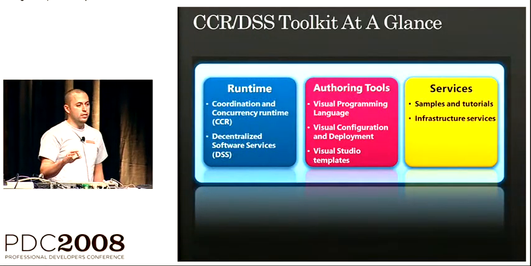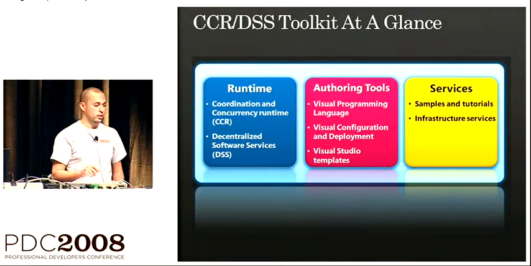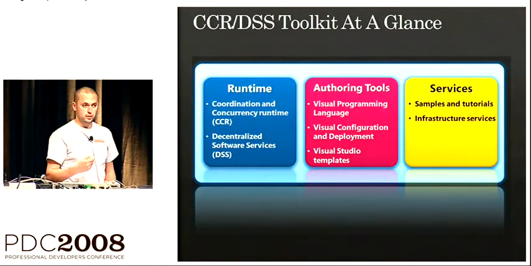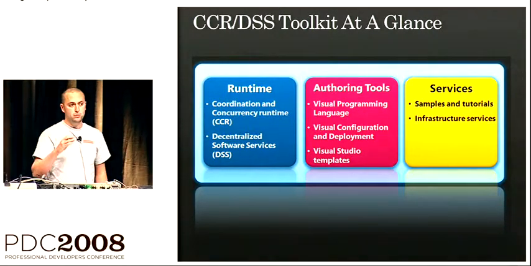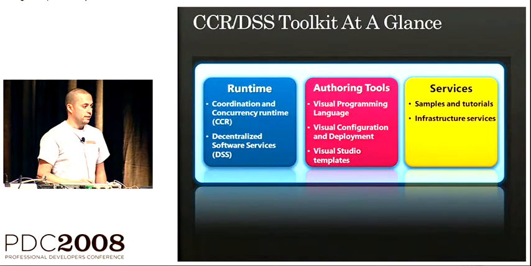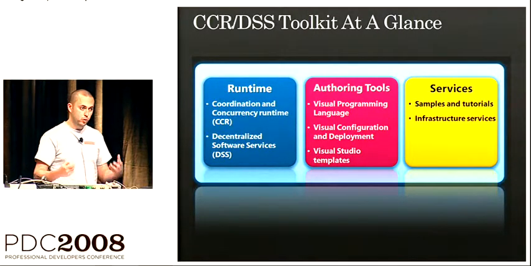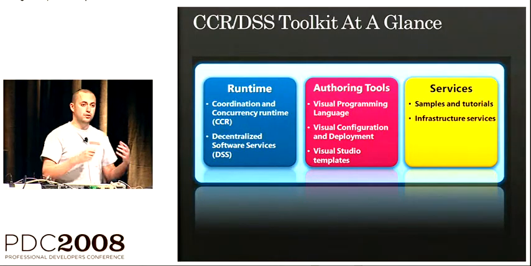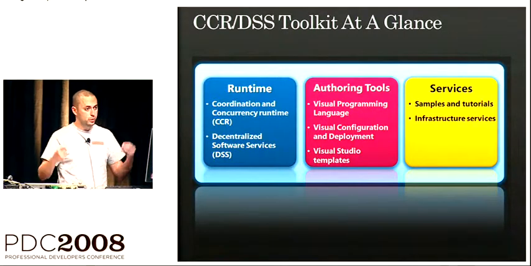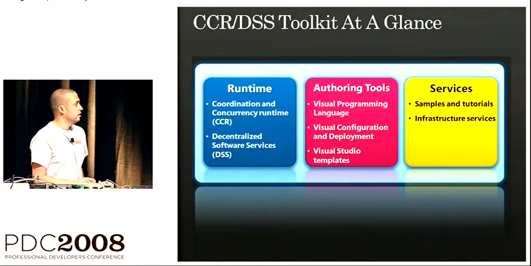So really briefly, what is the CCR DSS toolkit? Essentially, it has 3 pieces. The most important one is the first one, the runtime. It's a few managed libraries, pure managed .NET code. Those libraries are essentially the coordination and concurrency runtime. This is a very small managed library that is our programming model and our concurrency engine. And then we have the distribution engine on top, the Decentralized System Services, that basically lets you talk across machines and gives you deep isolation, and we call that DSS.